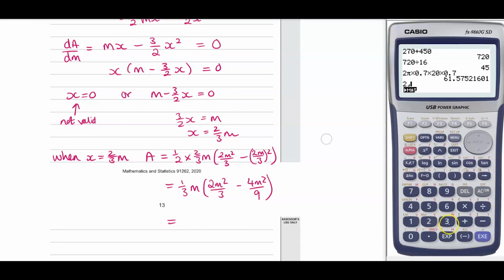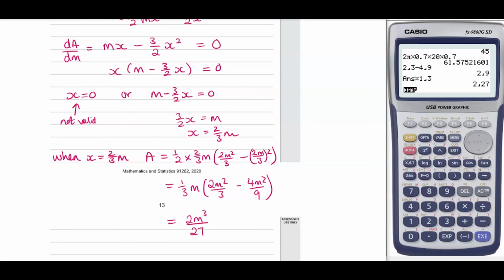Now 2/3 take away 4/9 will be 2/9 m squared inside that brackets, multiplied by 1/3. So that's going to be 2/27. So 2m cubed over 27, because the m also gets multiplied through there by the m squareds. All done.